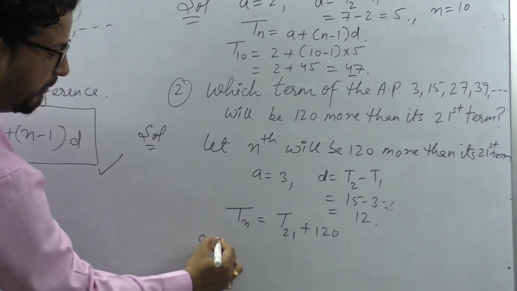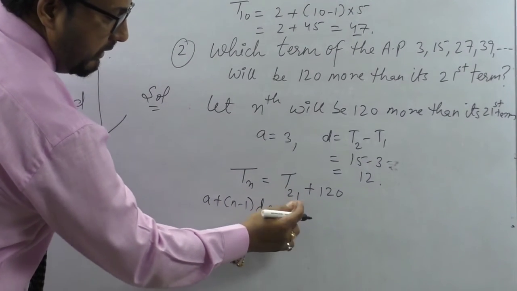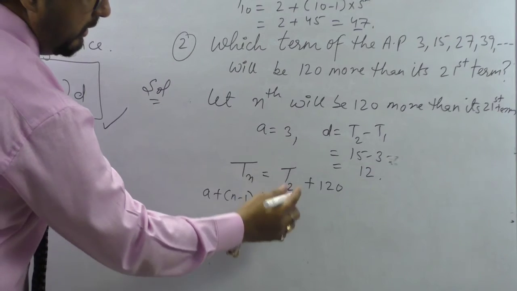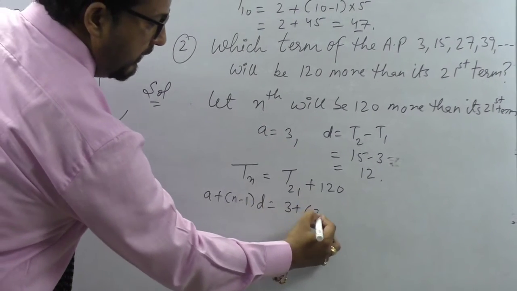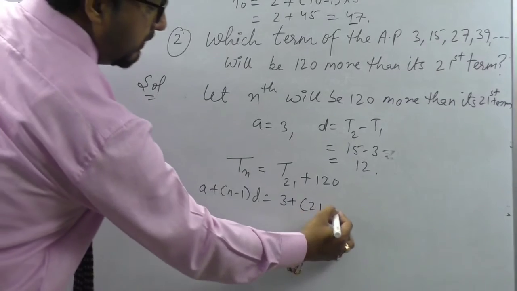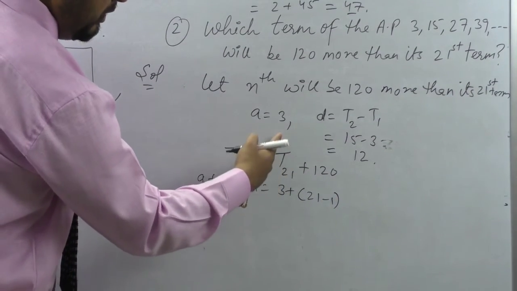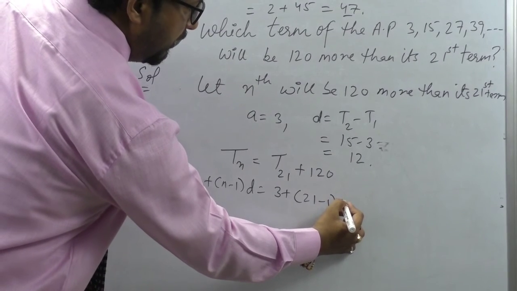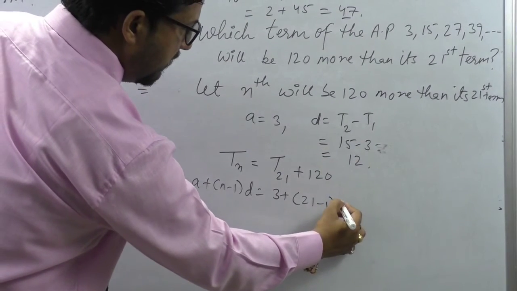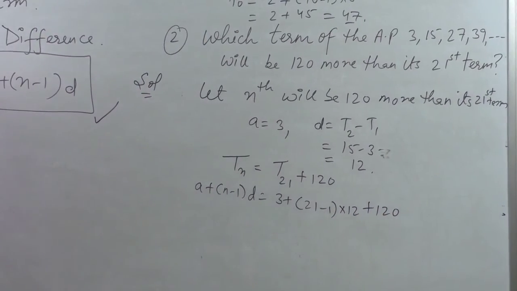What is the Tn formula? It is a + (n - 1)d, and for the 21st term we can apply the formula here. The first term is 3, n value is 21, minus 1 according to the formula, and what is the value of d? Here we have 12, and plus 120. Alright, I have simply read it out.